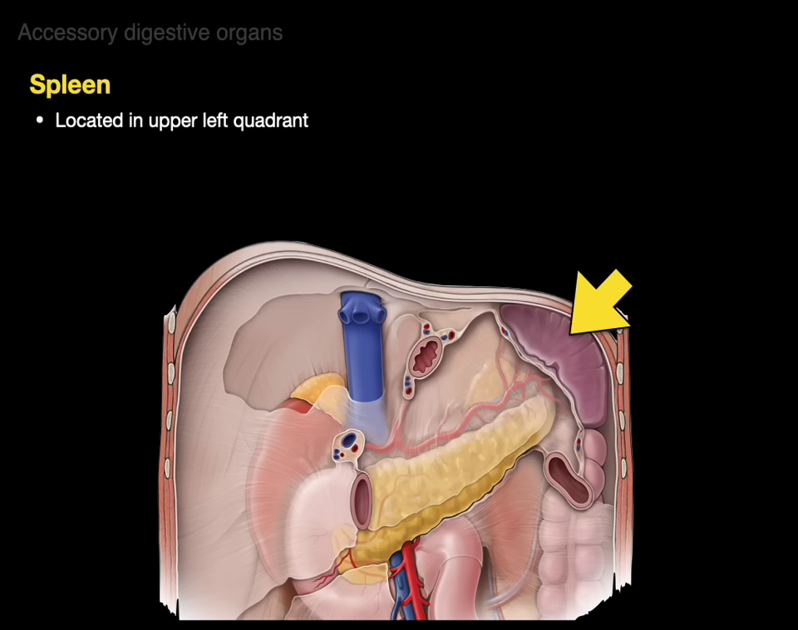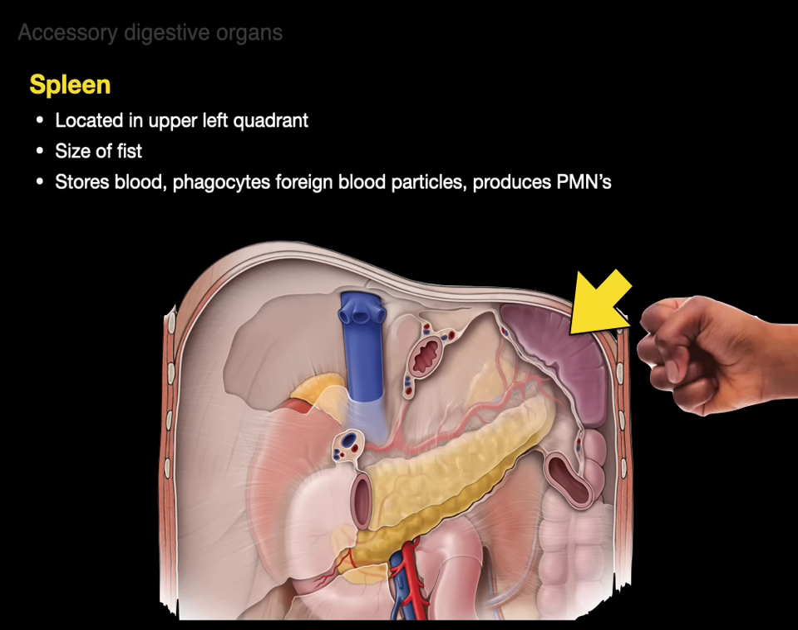So I mentioned it here because it has the same blood supply. It's about the size of a fist, and it stores blood and phagocytizes foreign blood particles, and it produces PMNs. And its other big function is it removes senescent and defective red blood cells.